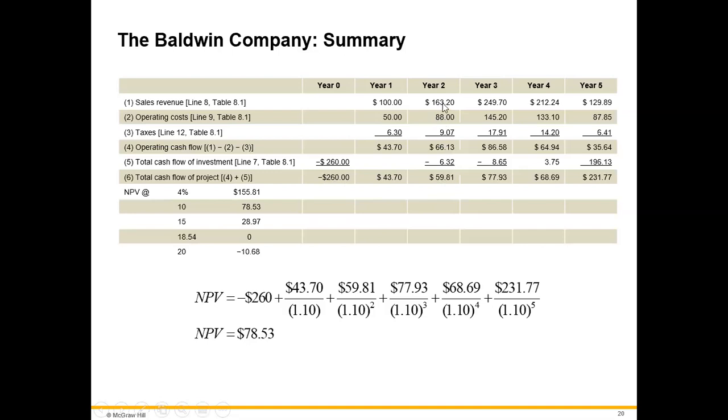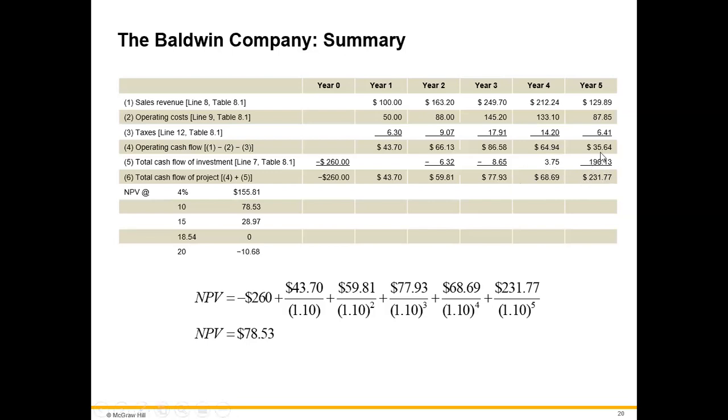End of year 2, take the sales revenue you calculated minus the operating costs minus the taxes. Now we'll need an additional $6,320 in net working capital requirements. So we'll subtract that. So the cash, positive cash, $59,810. Same thing with year 3. Now in year 4, our net working capital requirements causes us to have a positive cash because we don't need to buy more assets. It actually decreases.